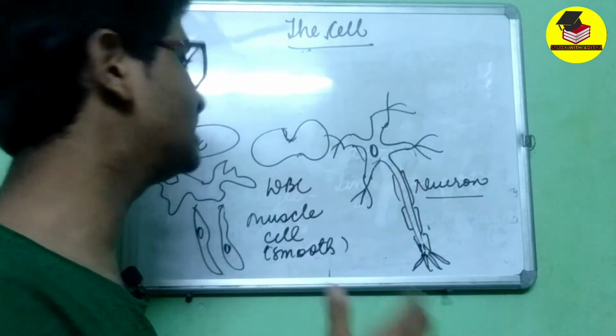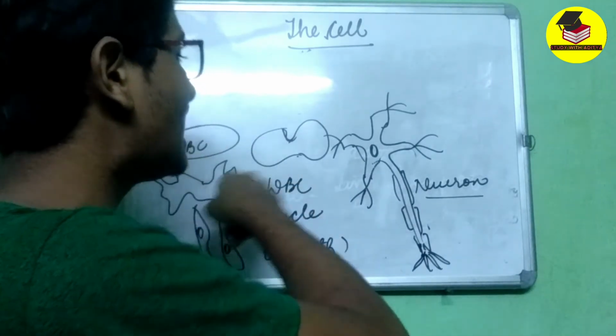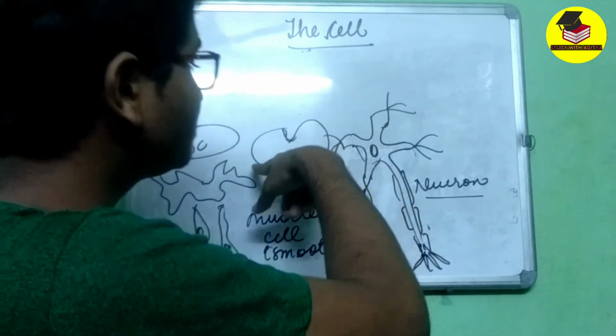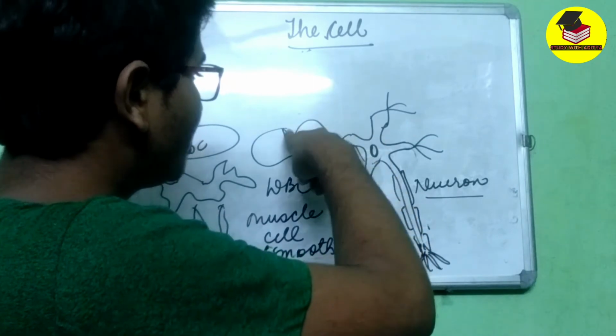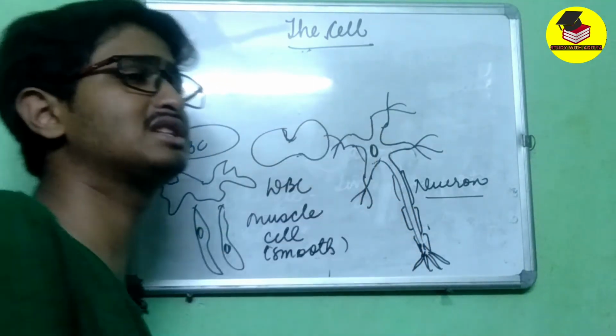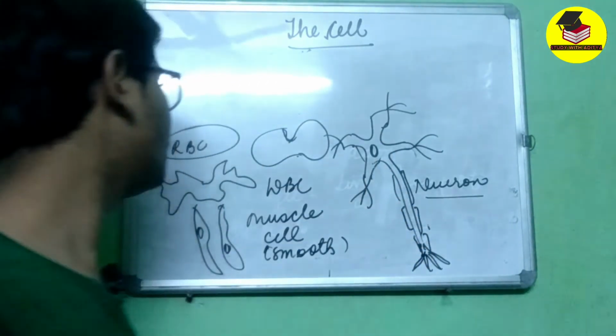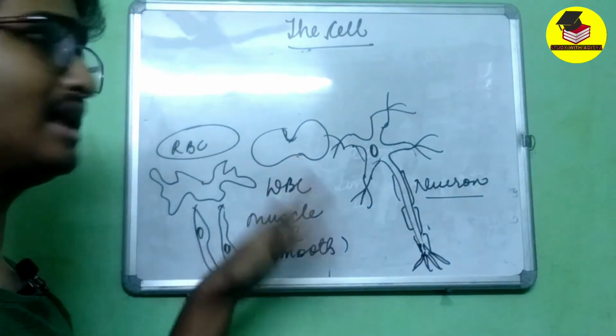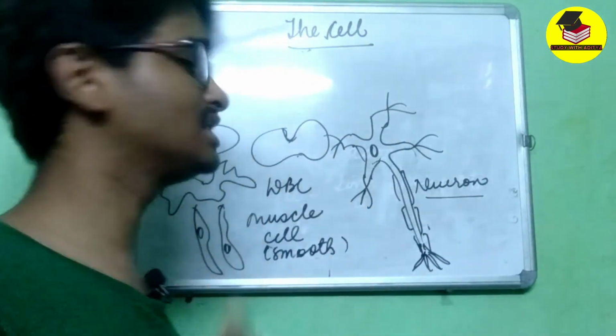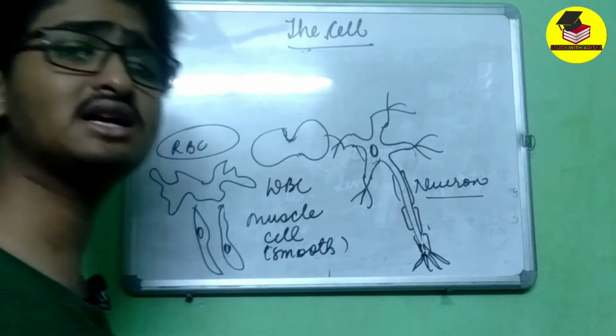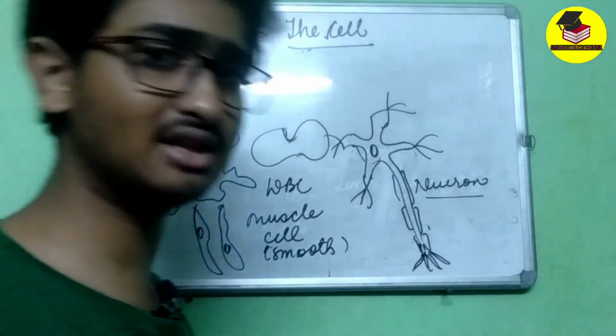And its function: see, it is circular, disc-like and biconcave. Biconcave means you can see it has a circular loop over here twice. So this shape is known as biconcave shape. Why RBC has such a shape we'll encounter in our next chapter, but I'll just tell you the function. Its function is to carry carbon dioxide and oxygen in the blood.